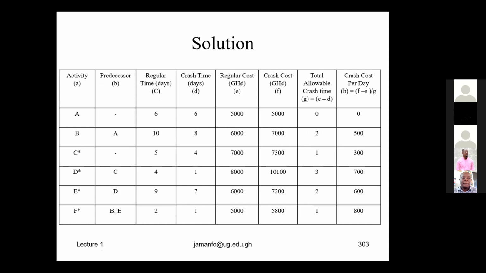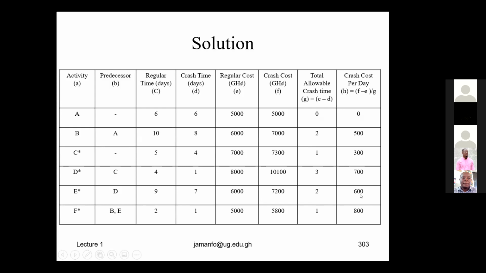Does it make sense to go straight to the critical activity E since it's 2 days and then crash that? Or do we have to start from the least cost? If we go to E, how much is that? 600. So if we go straight to E and we crash E by 2 days, that would be 600 times 2, which is 1,200.